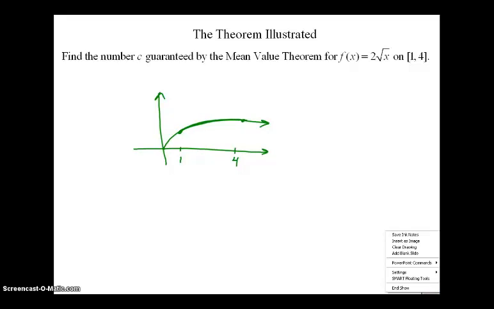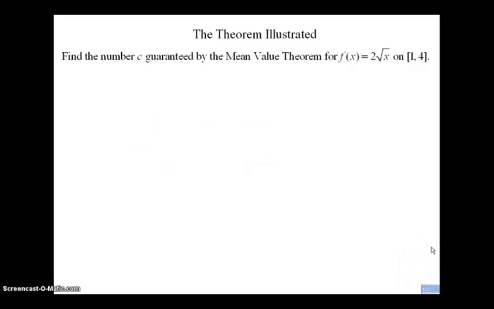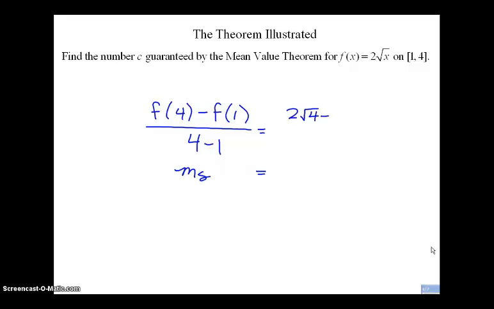So we're definitely going to be able to find at least one c value that lets us know the mean value theorem holds. So here's the process for the mean value theorem for derivatives. The first thing I want to do is find the slope of my secant line through the endpoints of my interval. Here's the slope of the secant line: f of 4 is 2 times the square root of 4, minus f of 1, 2 times the square root of 1, all over 4 minus 1.